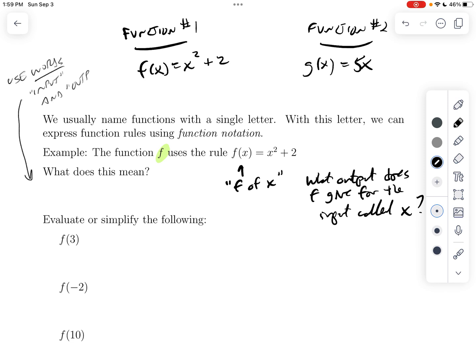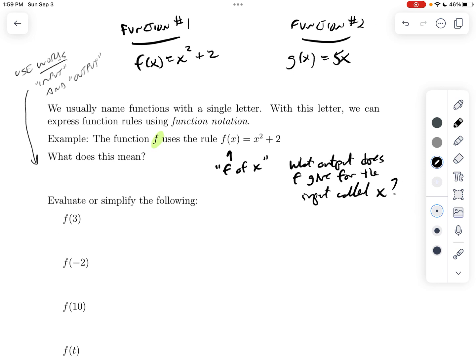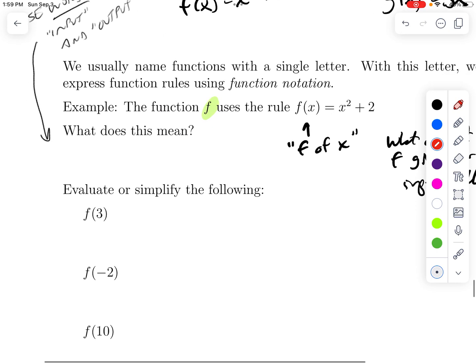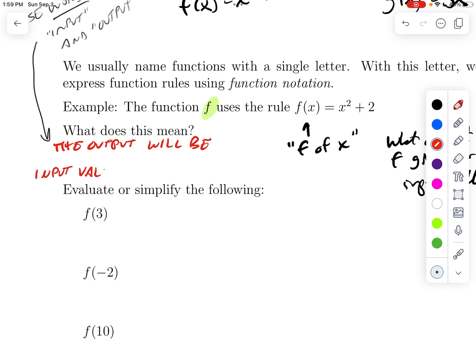If you call everything x, it gets confusing, and I'll explain why later. So here we could say, oh, this function rule is saying the output will be the input value squared. X is just the name for our generic input value, plus an extra 2. That's what this rule is saying.